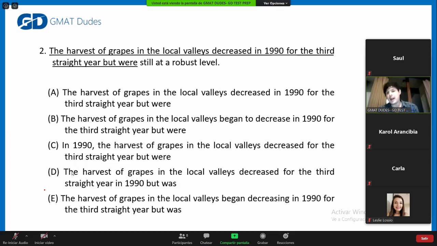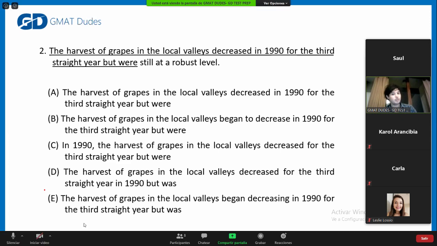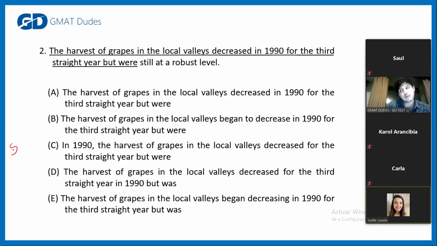Saul, do you have a choice in mind? Okay, I'm going to give it an S for Saul. Leslie, what do you think? I agree with the letter C. Okay. Oh my gosh, you're in for a huge surprise, people. Nicolas, what do you think? I think maybe D, but I'm not sure.